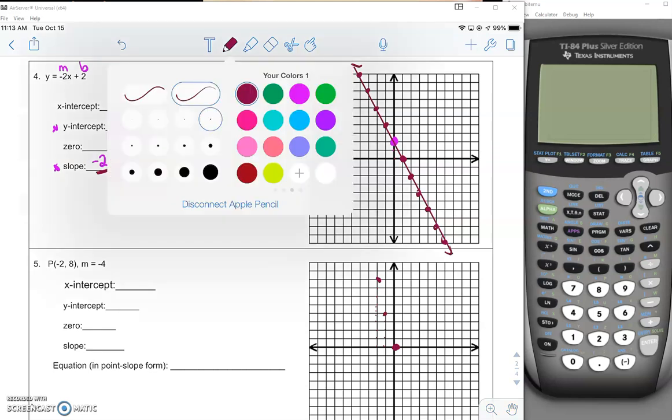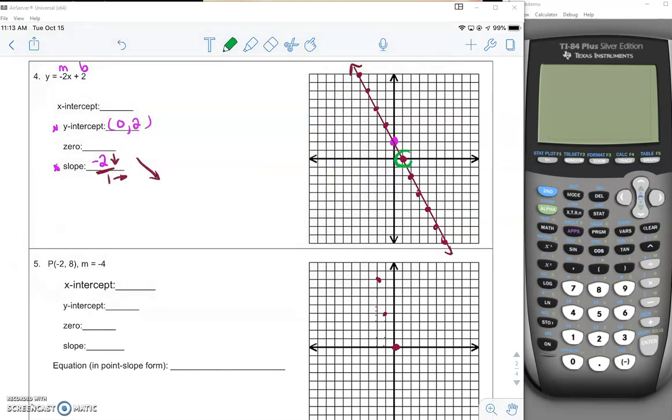And I can now use my graph to find the x-intercept. My graph crosses the x-axis at the point 1, 0. So that's my x-intercept, 1, 0. And remember, the zero is the same thing. My zero is the number 1, the x value from that x-intercept.